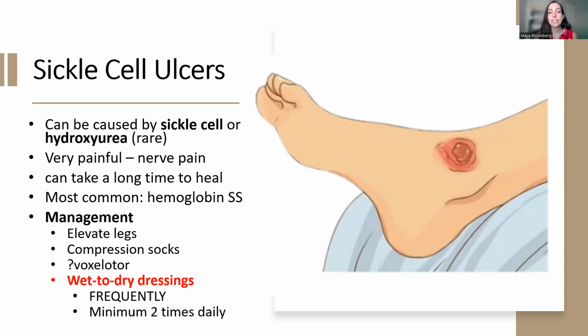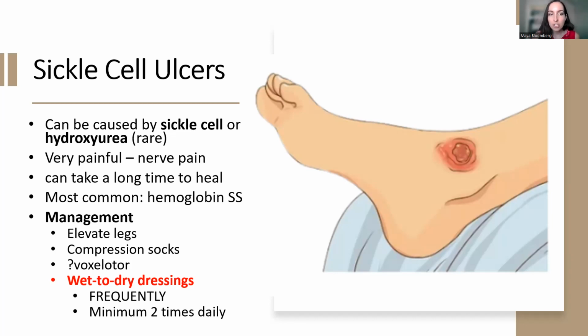Patients might say it starts looking like a mosquito bite, and then when that overlying skin breaks down, all of a sudden there's this huge wound, and it's like, whoa, where did this come from? Management includes elevating the legs and wearing compression socks. There's some data that the medication voxelotor, or Oxbryta, can actually help with that. So sometimes I'll have patients with ulcers, I will put them on voxelotor in order to help with healing. And the key is doing wet to dry dressings.